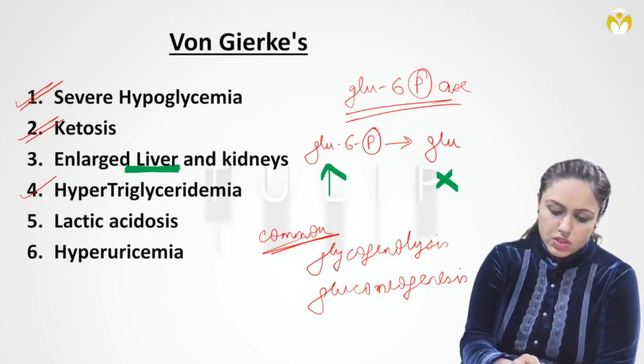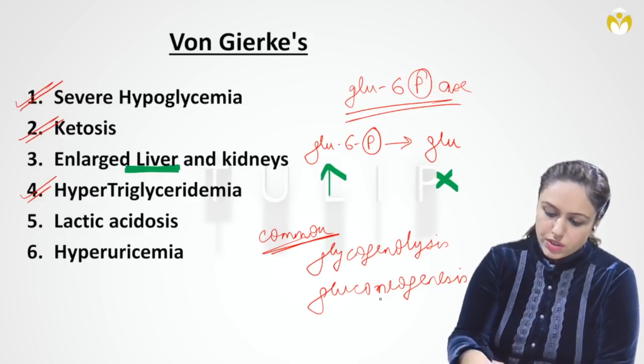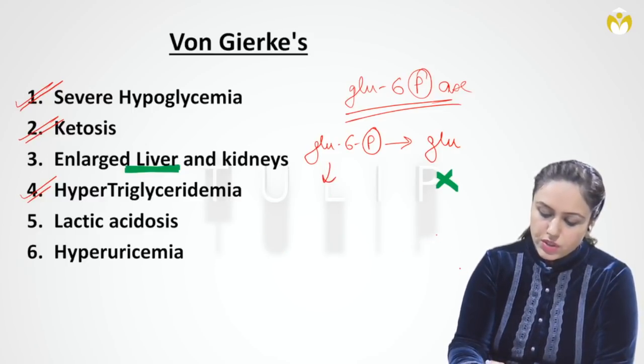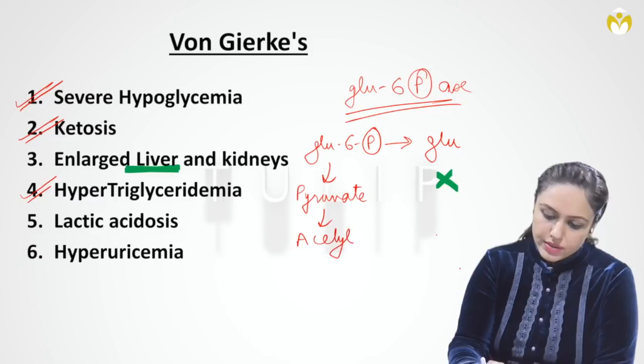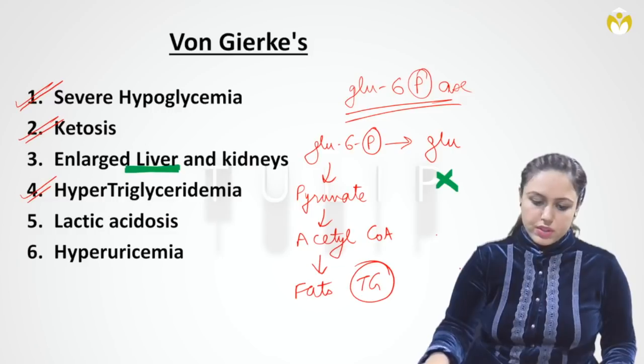And why will increased triglycerides occur in this patient? Because excess glucose-6-phosphate will be converted to pyruvate also, which will form lots of acetyl-CoA, and this acetyl-CoA gets converted to fat in the liver, mainly triglycerides, right? So hypertriglyceridemia also occurs in these patients.